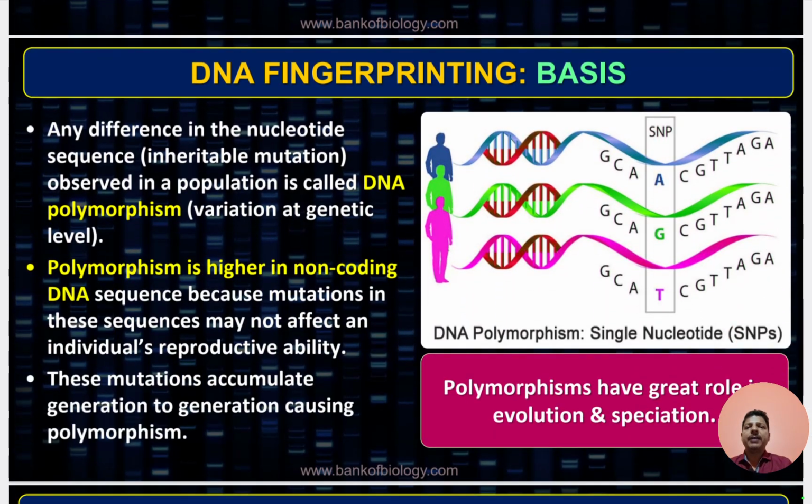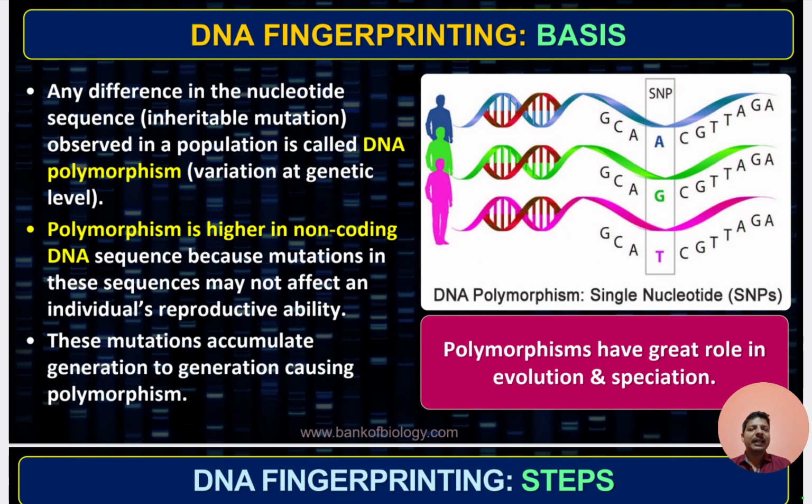Any difference in the nucleotide sequence observed in a population is called DNA polymorphism. Polymorphism is higher in non-coding DNA sequences because mutations in these sequences may not affect an individual's reproductive ability. These mutations accumulate from generation to generation, causing polymorphism. Polymorphism has a great role in evolution and speciation.